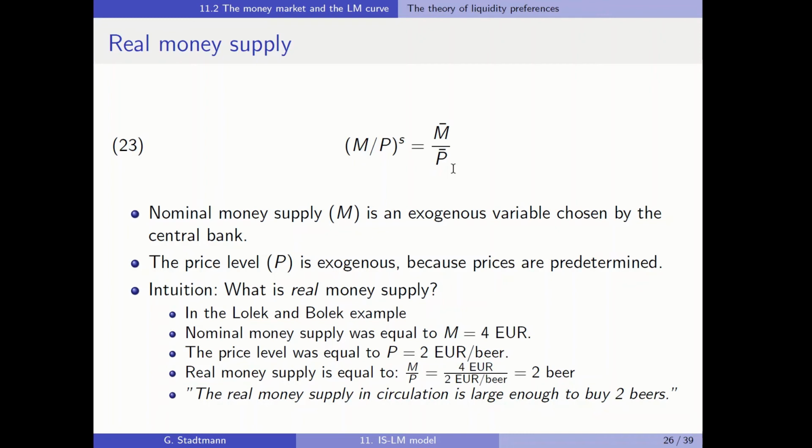So we are setting nominal money supply in relation to the price level in order to find out how large money supply is in real terms, how many goods can be bought by this level of money supply and this level of the price level.